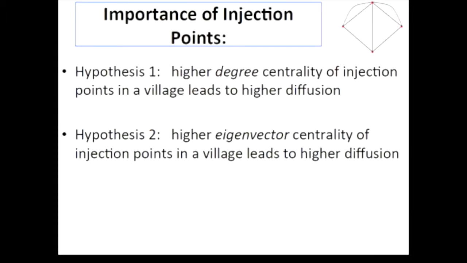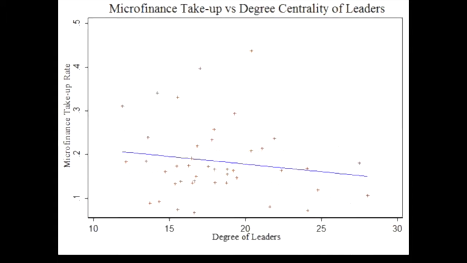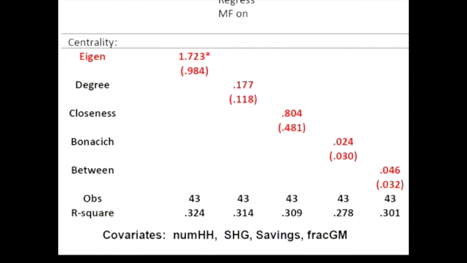If you go to look at the eigenvector centrality, then you get a significant positive relationship between the eigenvector centrality of the initial injection points and the eventual participation. I can show you some regressions on that. If you regress the percentage of people who ended up taking up microfinance on different centrality measures, then eigenvector centrality gives you a positive significant relationship.